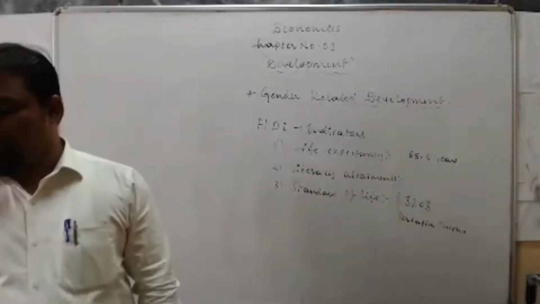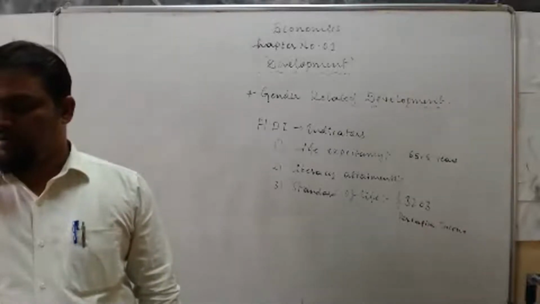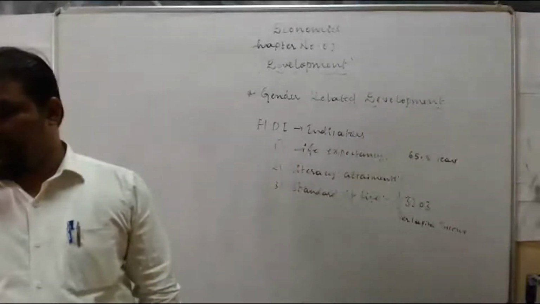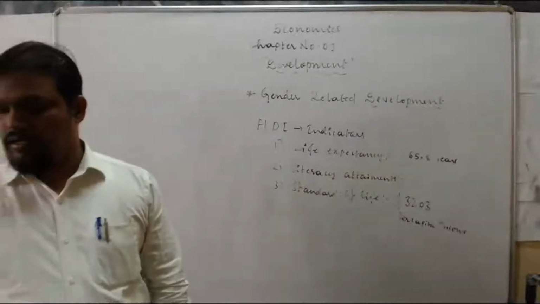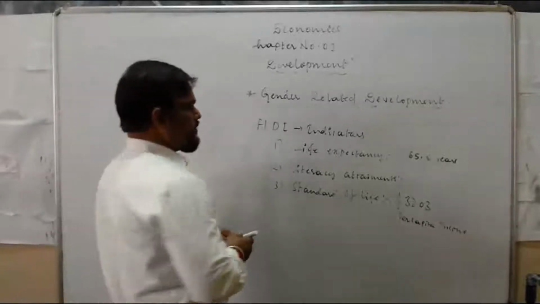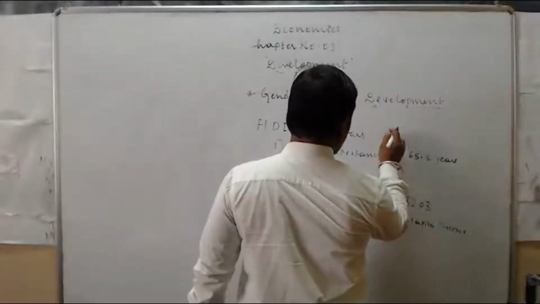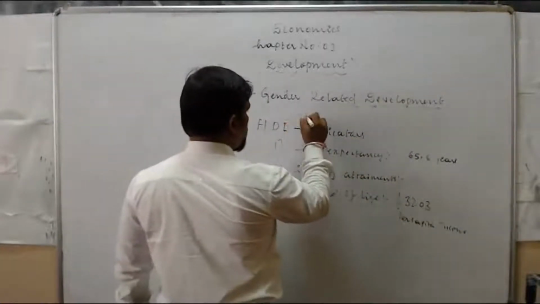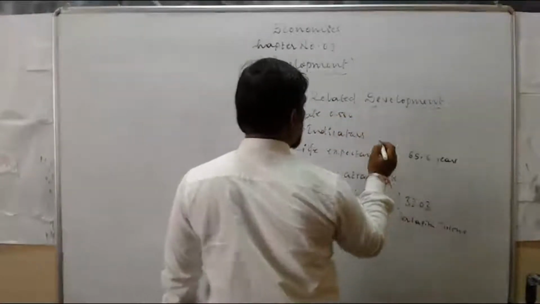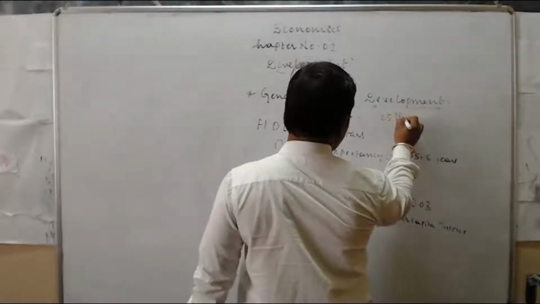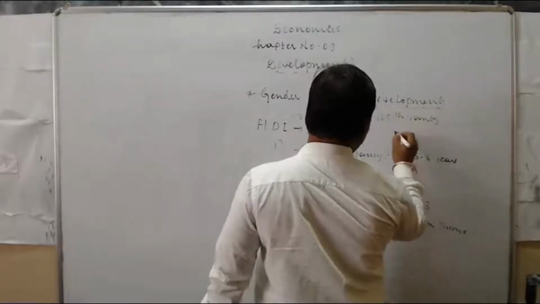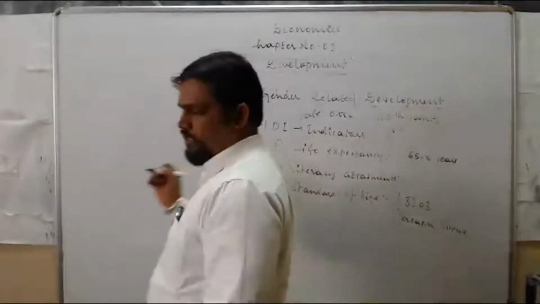And also I told you what is the HDI rank of India or HDI rate. That is 0.586. Okay, that is the HDI rate of India, 0.586, and 105th rank out of 187 countries. Okay.